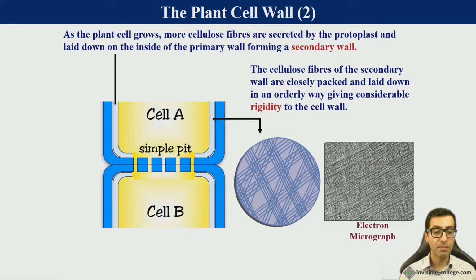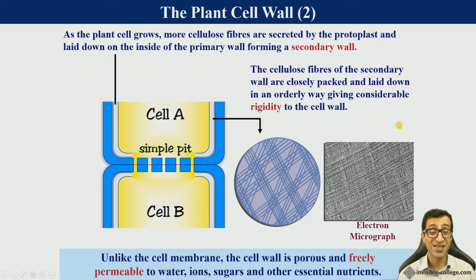Now it's important to remember that unlike the cell membrane, the cell wall is porous and it's freely permeable to all of the substances which the cell needs to transport. So these would include water, ions, sugars and other essential nutrients, but also waste products which the cell needs to get rid of by passing those products into the extracellular environment. So the cell wall is freely permeable, whereas the cell membrane is selectively permeable.